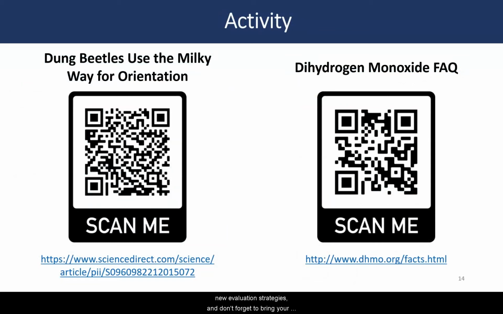Okay, now that you're equipped and ready to go with all of your new evaluation strategies, and don't forget to bring your old ones in, let's try this activity. This activity is based on two different resources: Dung beetles use the Milky Way for orientation, and the dihydrogen monoxide FAQ. Both of these resources are available free online, and you can use the QR codes on screen to access them. You can also use the links displayed below.